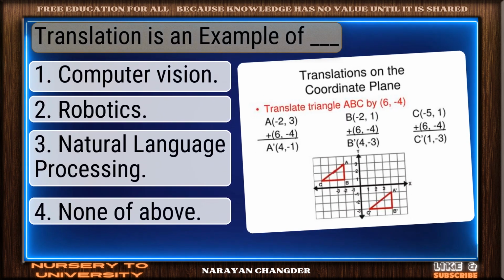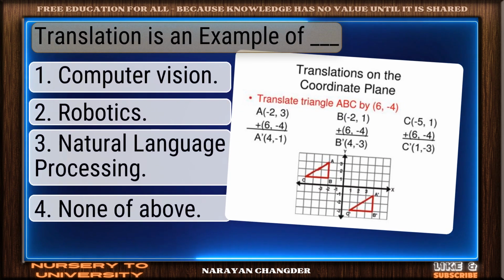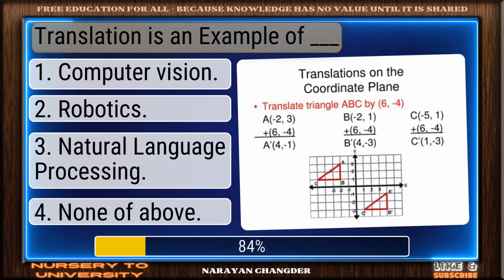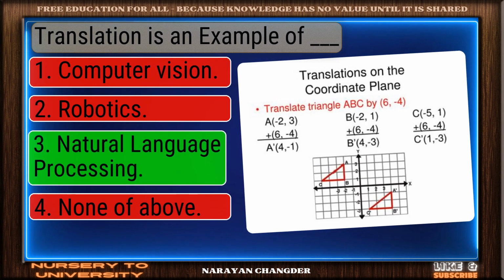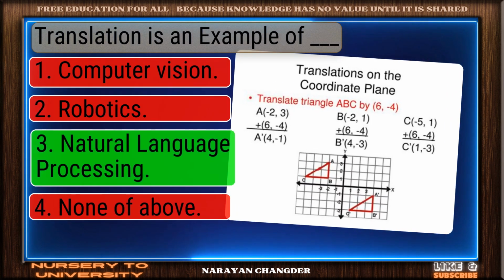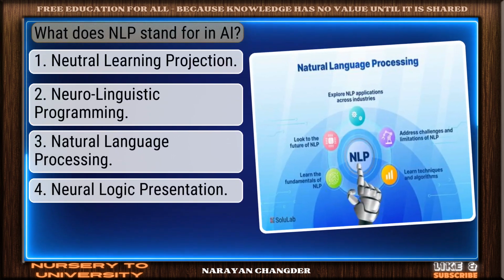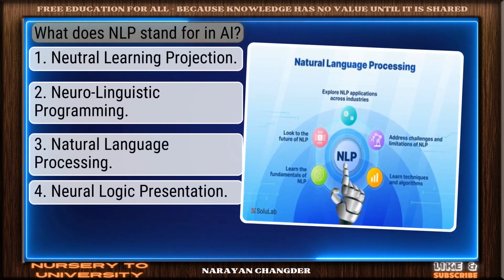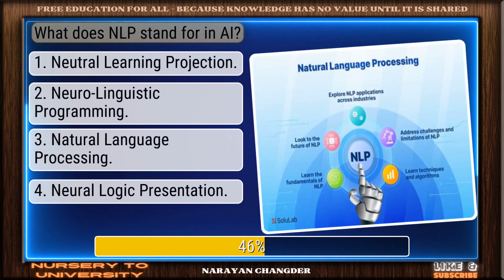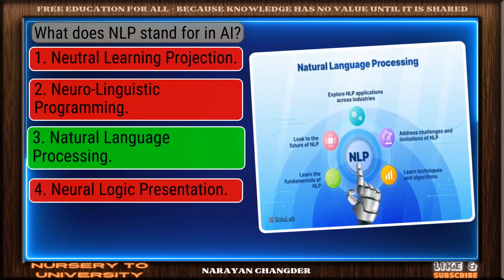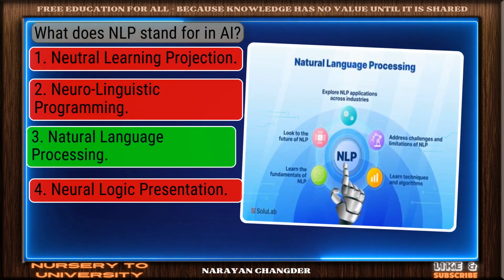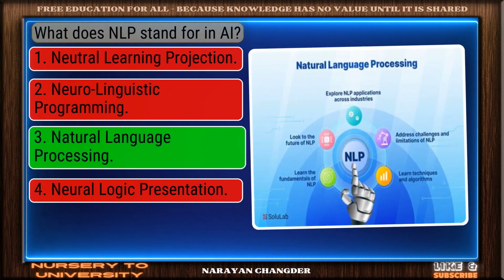Question number 28. Translation is an example of dash. You got it. Your choice, natural language processing, is right. Question number 29. What does NLP stand for in AI? Perfect. Natural language processing is the correct choice.